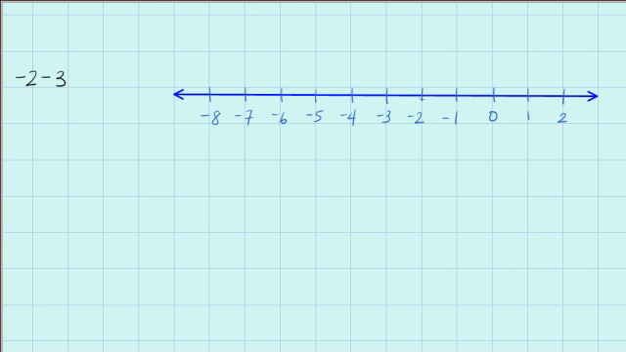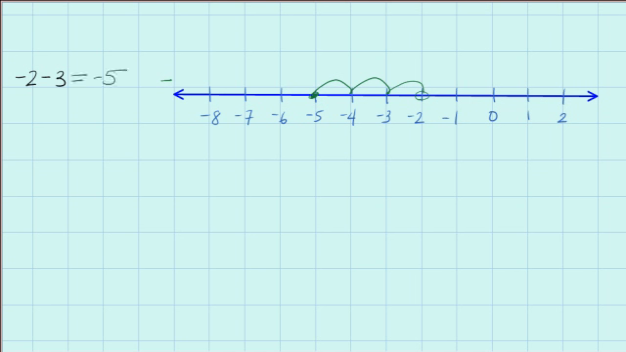Starting at negative 2. There's negative 2. Which direction do I go? Well, it's a subtract or a negative. That means we'll go to the left. How many units? 3 units. 1, 2, 3. Look at where you end up at. Therefore, my answer is negative 5.